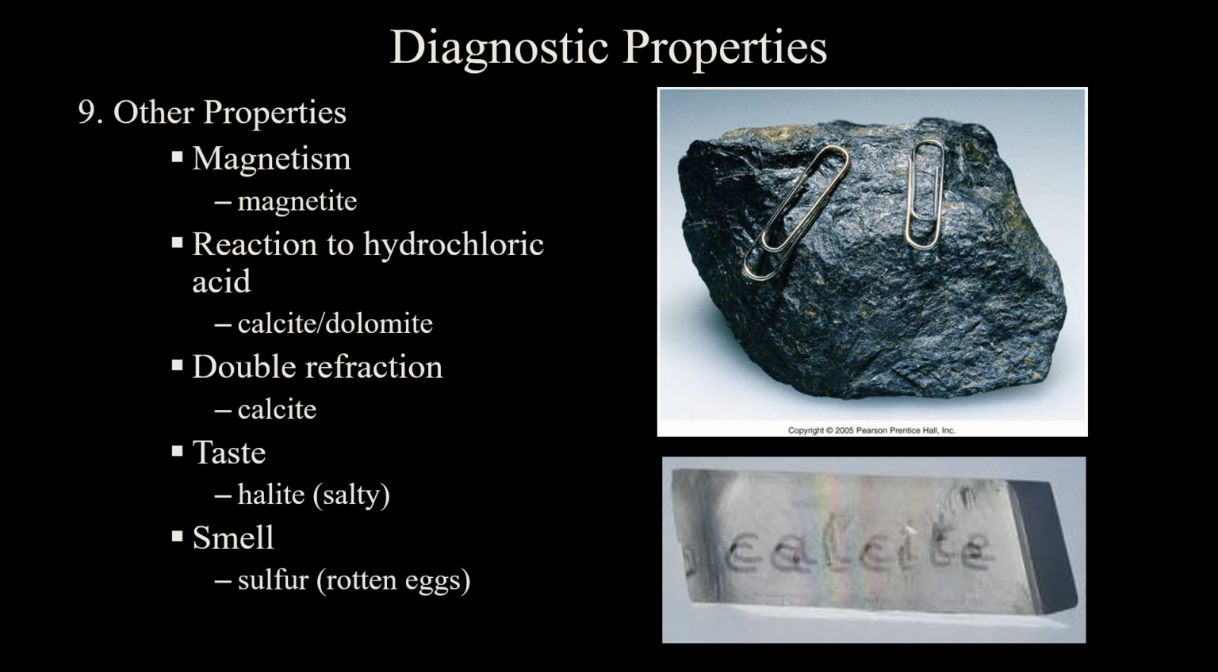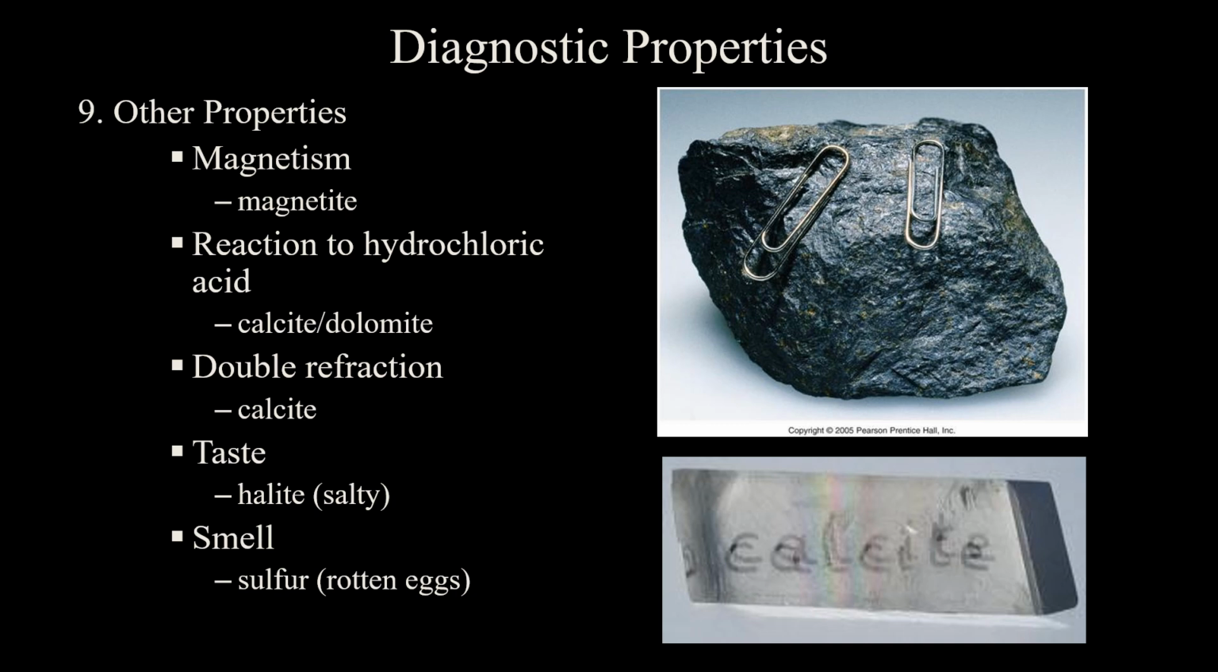And then there's a few others, for example, magnetism. Certain things like magnetite are magnetic. We can check if things react with acids. We can look at double refraction. So notice that the calcite, that's the lower picture, that is a calcite mineral that's sitting on top of the word calcite, but it's doubling the light that's coming off of that. It's actually splitting the light into two that's reaching your eye. And so you can imagine making a windshield out of calcite would be a very bad idea, because the car in front of you would look like two cars and you don't really know which one is which.